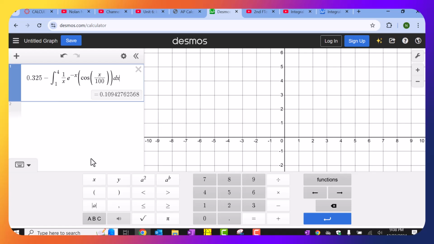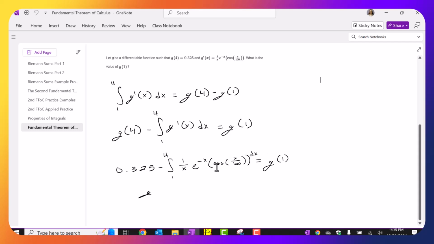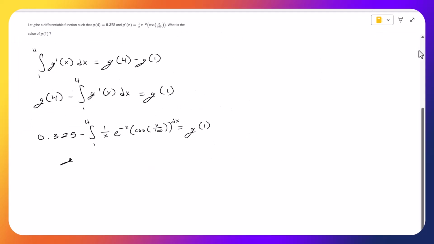And then it'll pop in and it'll give us our number, and this tells us that g of 1 equals 0.109, going to 3 decimal places, and I don't round because this is a 4. And boom, that gives me that g of 1 equals this.